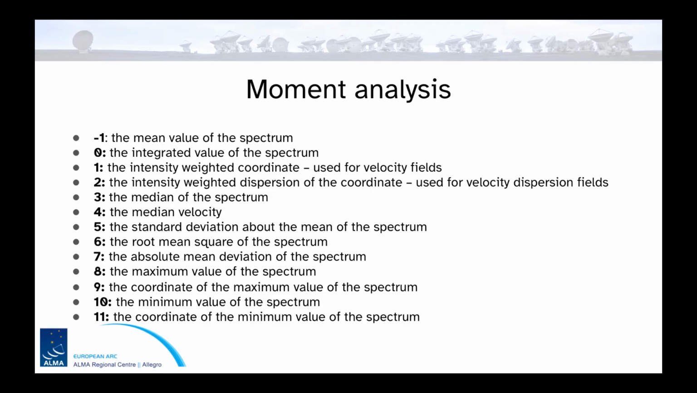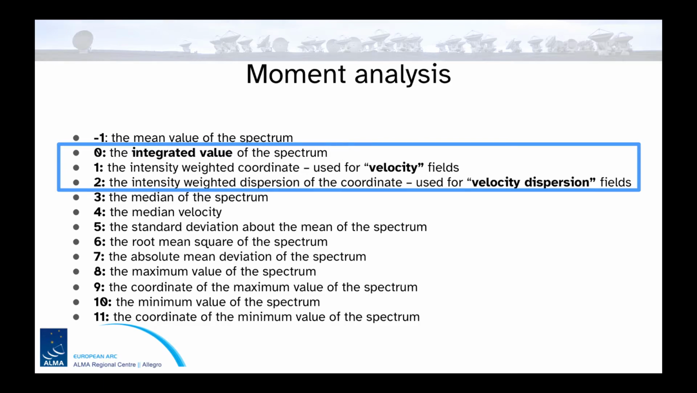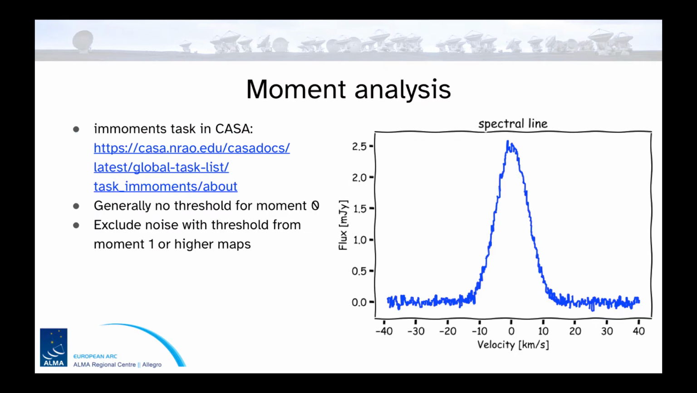And many of these are useful and interesting, but for the moment we're just going to focus on the 3 most commonly used moments. The 0th moment, or the integrated value of the spectrum, the first moment, which is an intensity-weighted coordinate that's used for velocity fields, and the second moment, that's the intensity-weighted dispersion of the coordinate used for velocity dispersion fields. So if we look at our spectral line here, you can see that it has a distribution of flux in velocity space.